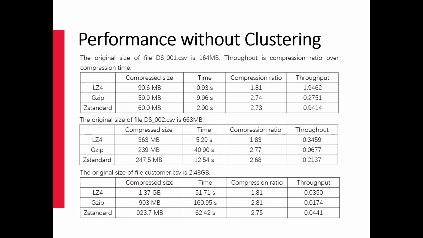These are the performance without clustering. Throughput here is compression ratio over compression time. According to the results, LZ4 has the fastest compression speed, while gzip has the largest compression ratio, and Z-standard is somewhere in between.